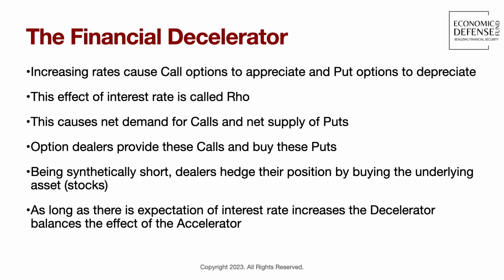So in order to answer the puzzle, I'm introducing the Financial Decelerator mechanism, where increasing rates cause call options to appreciate and put options to depreciate. This is a well-known effect, and that's called rho, which is the derivative of the option price with respect to interest rates. But what I'm also adding is that the expected appreciation of call options and the expected depreciation of put options cause a net demand for calls and net supply of puts. More people are willing to buy calls than are willing to sell them, and more people are willing to sell puts than those who are willing to buy them.